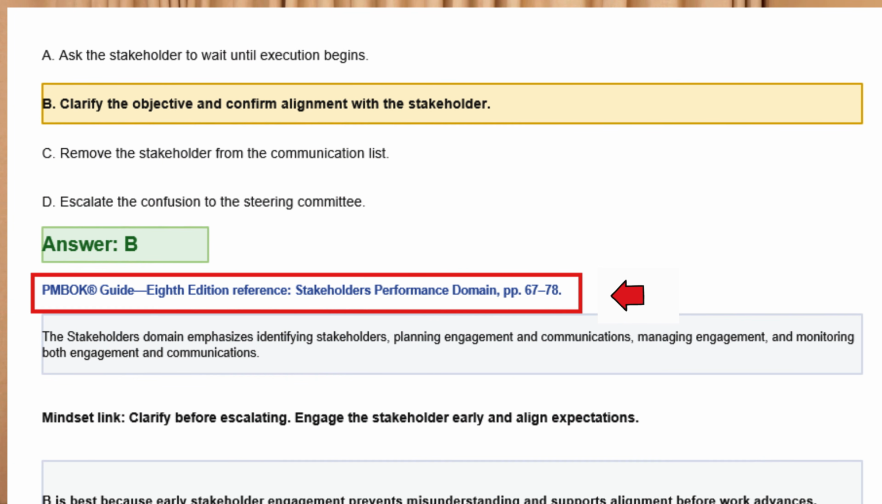Then, out of these two, you can still apply the mindset, or maybe you can also look at the question, try to understand which one is going to resolve the problem, or which one is actually going to answer the question. Then I also give you a reference in the PM book, edition 8, where you can further expand your knowledge in terms of either the domain or the process groups and so on and so forth.